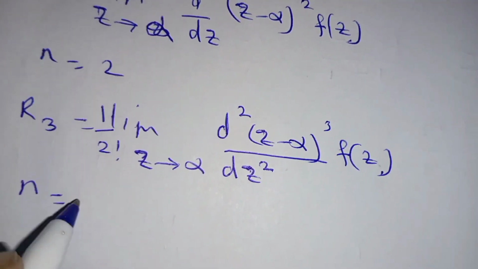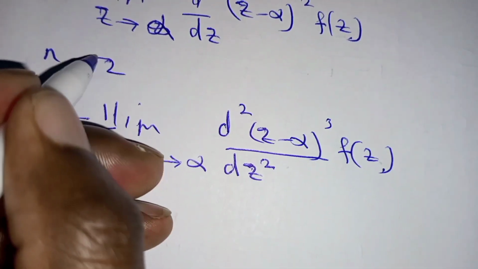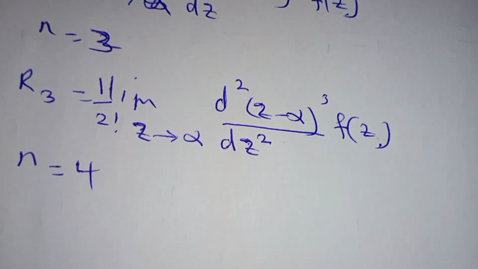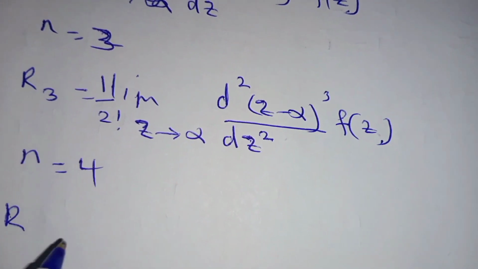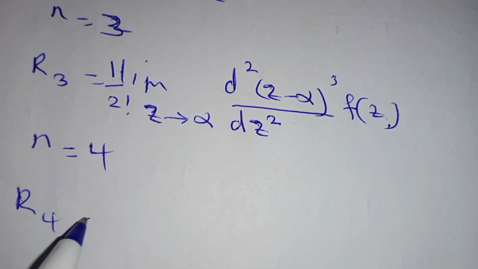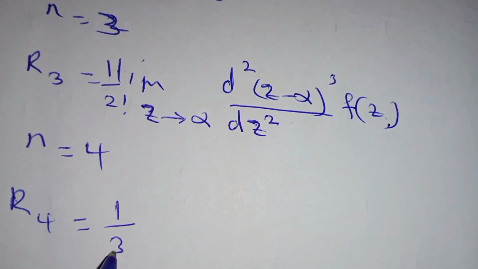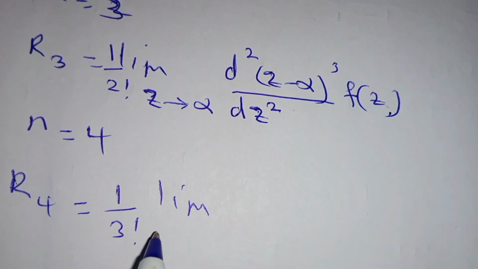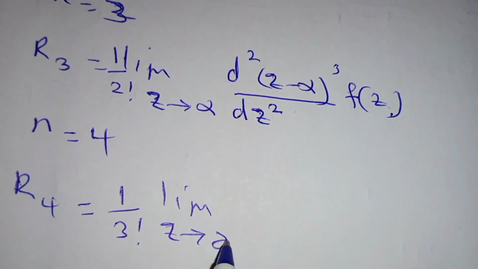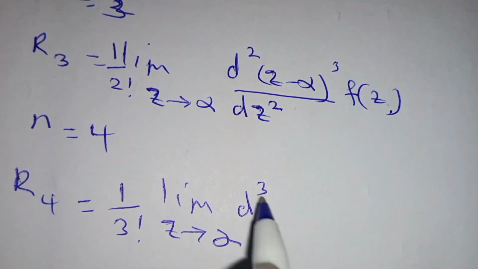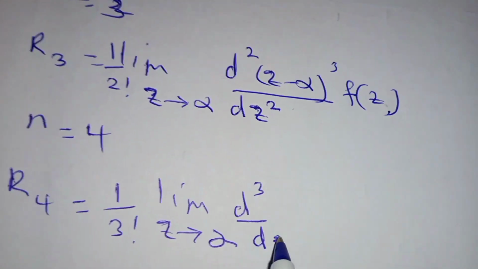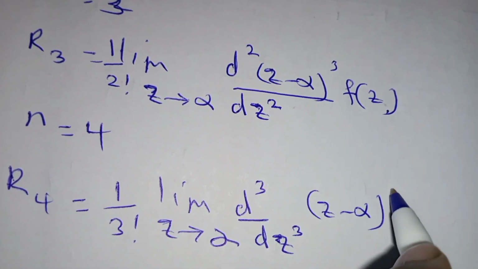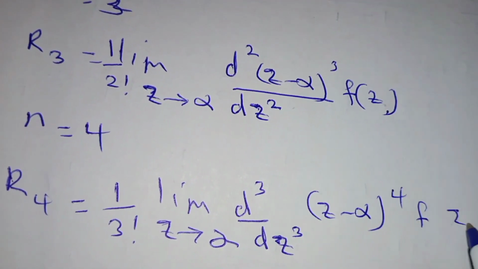Then if n is equal to 4, it follows that the residue will be given by 1 over 3 factorial, limit as z tends to alpha, of the derivative with respect to z power 3 of z minus alpha power 4, then you multiply by the function.